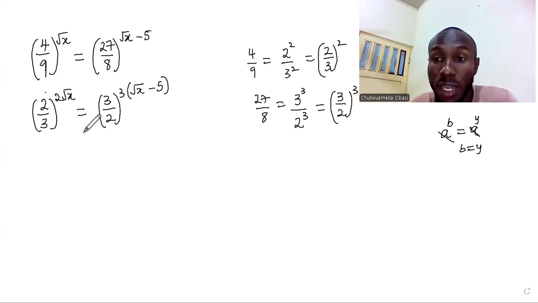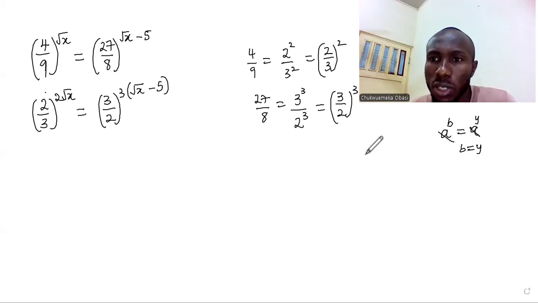Now you see we are close to making the bases the same. It's just inverted. The next move is to invert one of the bases, right? So which one should I invert? Maybe I'm going to invert 3 over 2 to become 2 over 3. You can go ahead and invert 2 over 3 to become 3 over 2. No problem, just do what you love to do. So I'm going to invert 3 over 2.